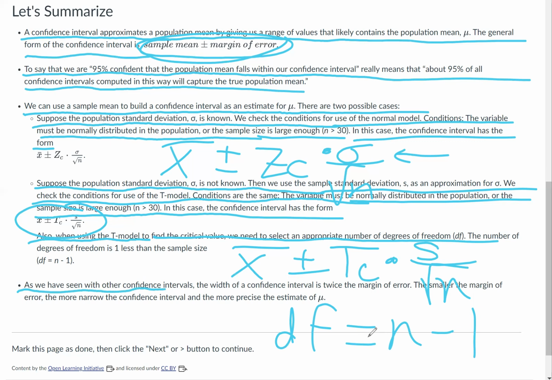As we have seen with the other confidence intervals, the width of the confidence interval is twice the margin of error. The smaller the margin of error, the more narrow the confidence interval, and the more precise the estimate of mu.